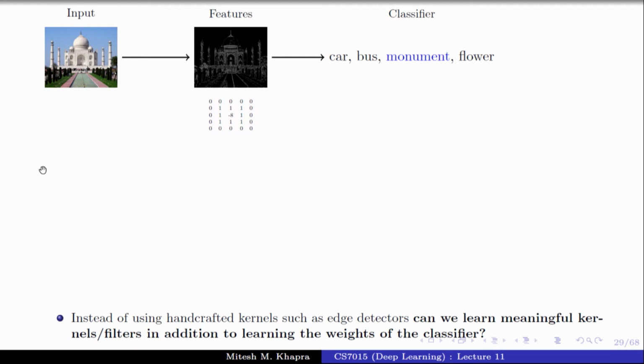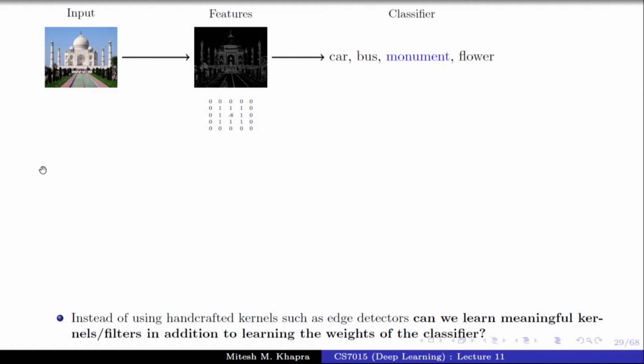Now, the question is, instead of using these handcrafted features. When I was using this edge detector, I had actually handcrafted that kernel, right? I had said that the kernel has to be this -8 at the center and 1 everywhere around it. I had handcrafted this because I knew that if I use this filter, I'll get the edge detectors. And I knew that if I detect edges, then between these 4 classes, it should be easier for me to classify them because I only care about the outline. So I had handcrafted these kernels.